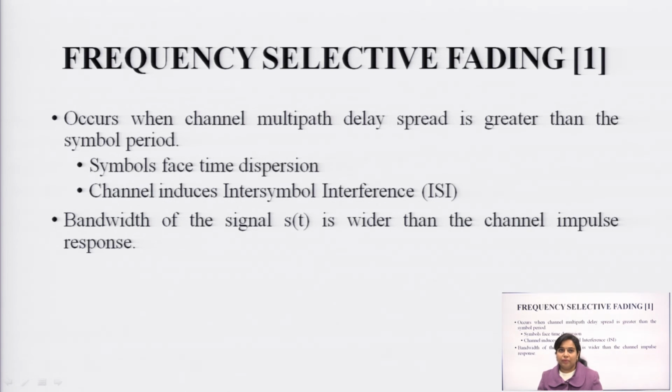In case of this frequency selective fading, it occurs when the channel multipath delay spread is greater than the symbol period. So, the symbol faces time dispersion, the channel induces inter-symbol interference, that is ISI, and the bandwidth of the signal is wider than the channel impulse response. So, this is what the frequency selective fading looks like.